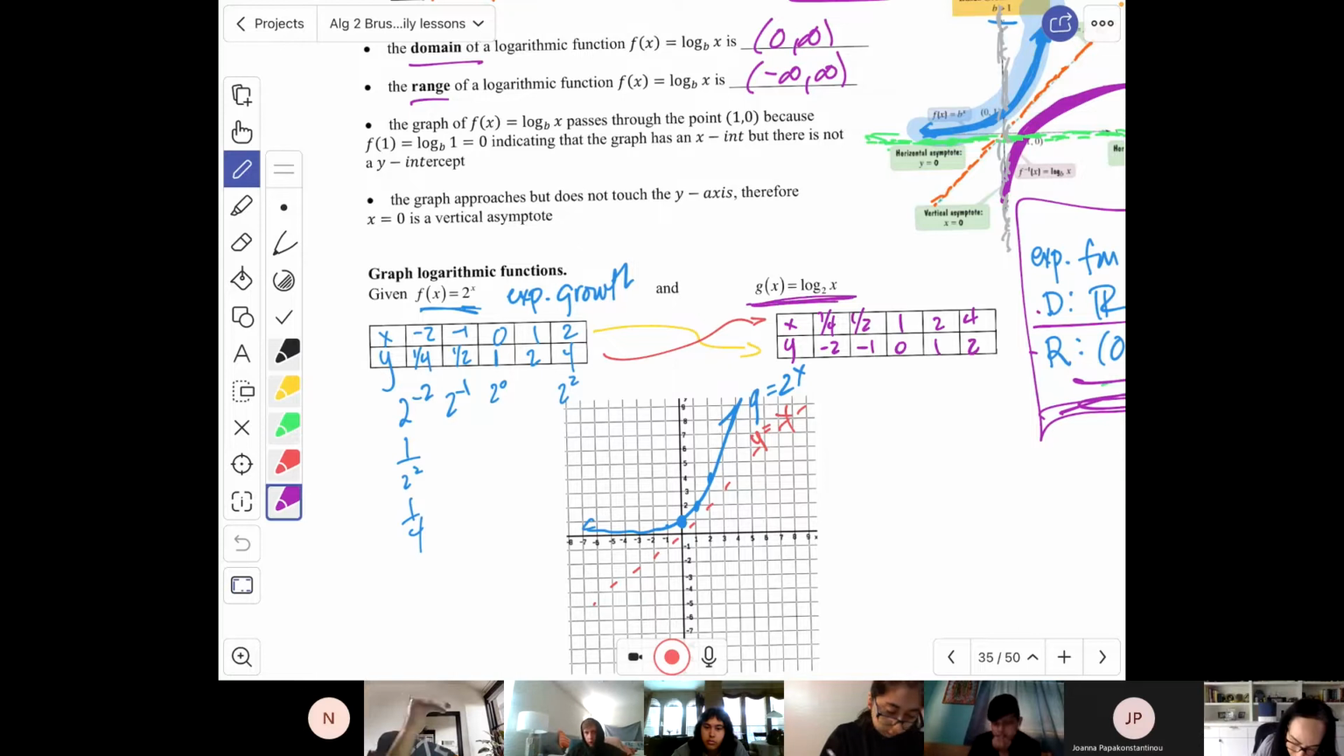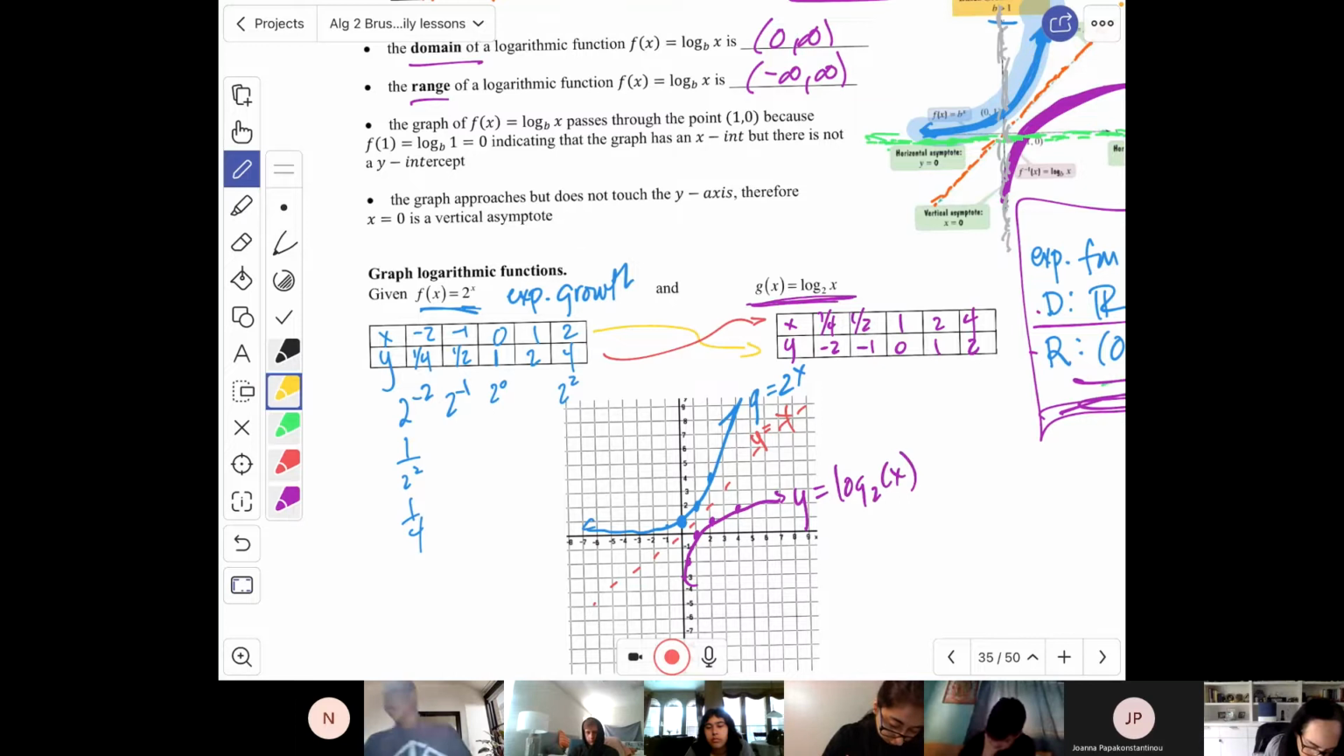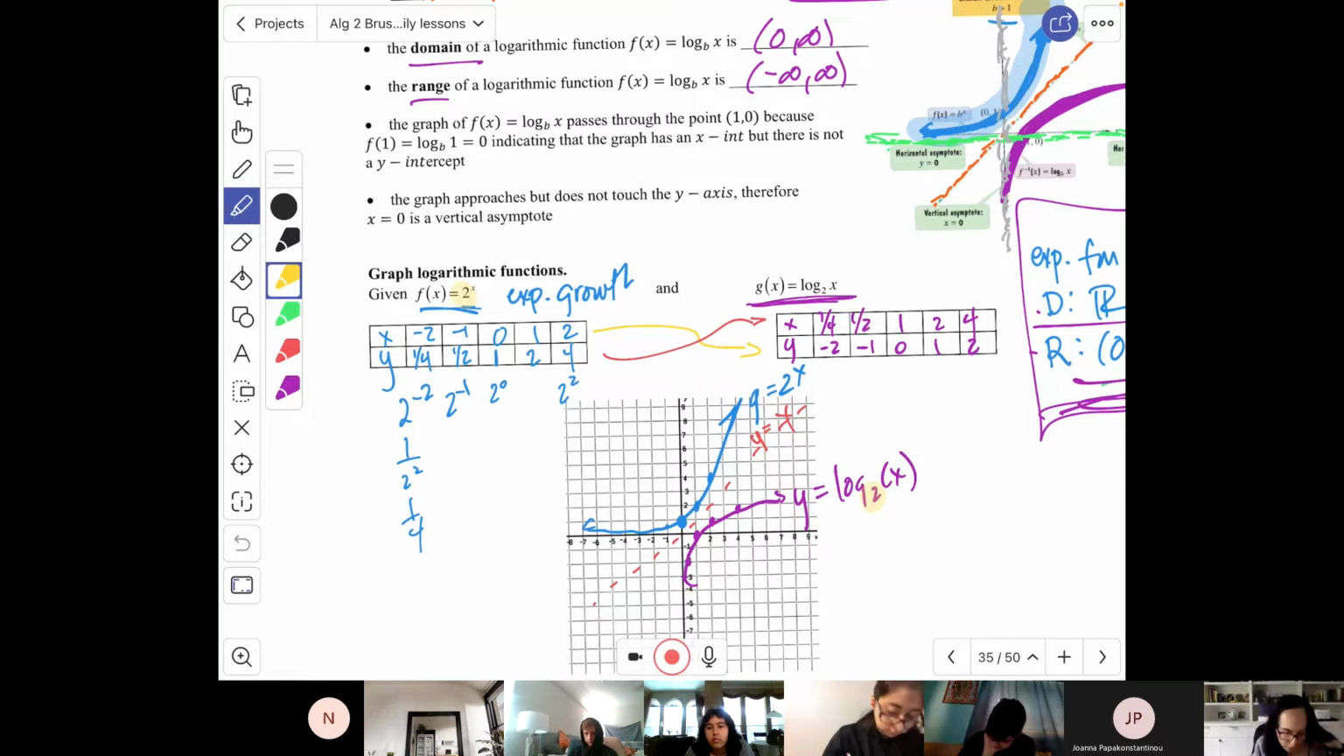Now, if I were to plot those points, at 1/4, I'm at -2. At 1/2, I'm at -1. At 1, I'm at 0, at 2, 1, at 4, 2. So this is y equals log base 2 of x. Hopefully you notice that this base here, and again, I'm kind of skimming over this a little bit, is this base here. So these are the graphs of the two functions.